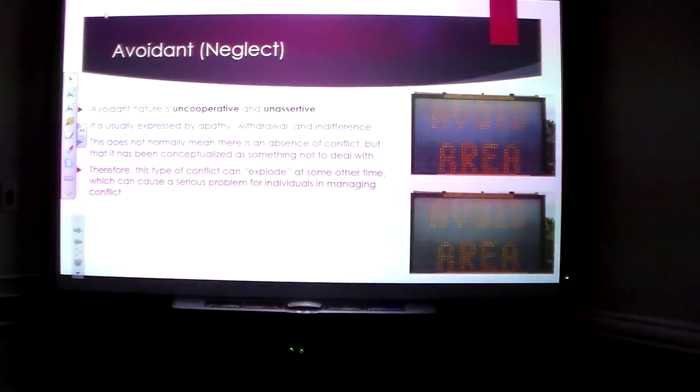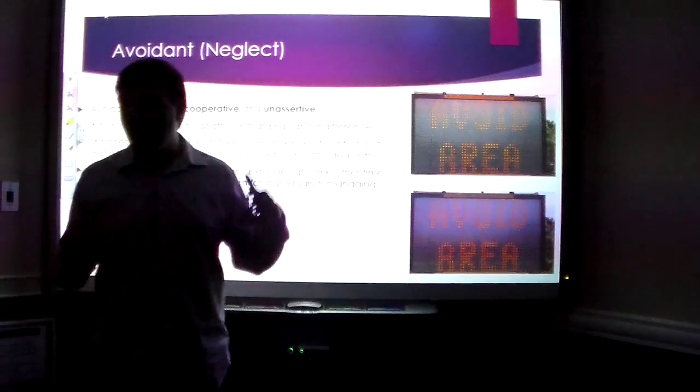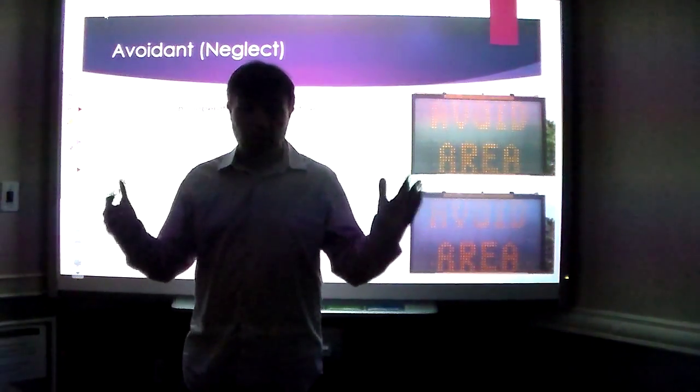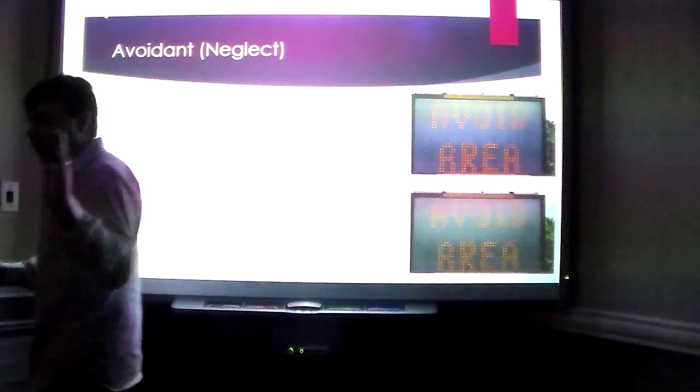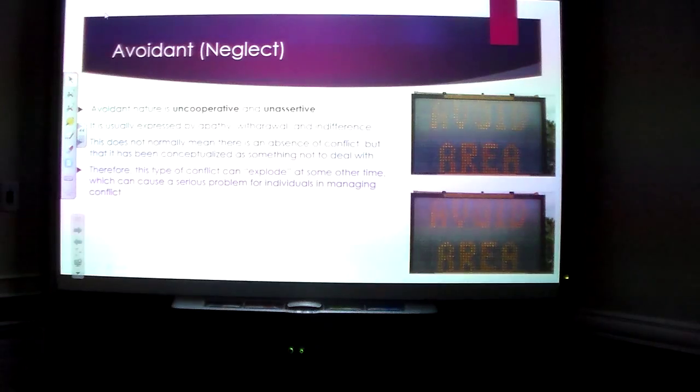Avoidant is uncooperative and unassertive. This is usually expressed by apathy, withdrawal, and indifference. It doesn't mean the conflict doesn't exist. It just means that people are trying to get away from it. Where you have a problem with an avoidant, neglectful conflict situation is when the person explodes. And everybody explodes at least once in their life. But when that happens, you have to be able to control it, and that can create challenges as well for you.